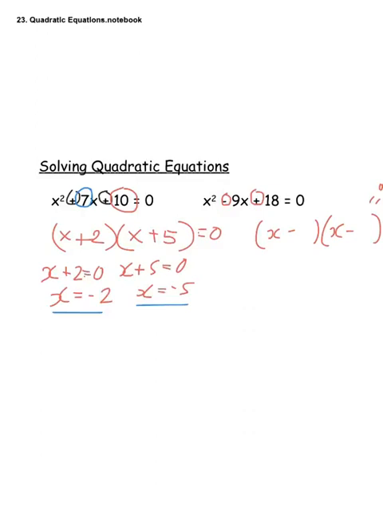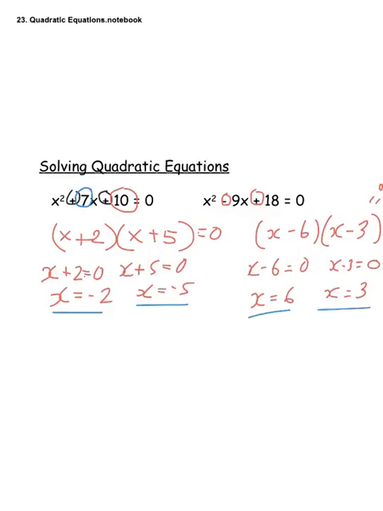Two things that multiply together to make 18 that add together to make 9 are going to be 6 and 3. So we've got that x minus 6 is equal to 0, and x minus 3 is also equal to 0. If x minus 6 equals 0, then x is equal to 6. If x minus 3 is equal to 0, then x is equal to 3. Okay, and those are our two solutions.